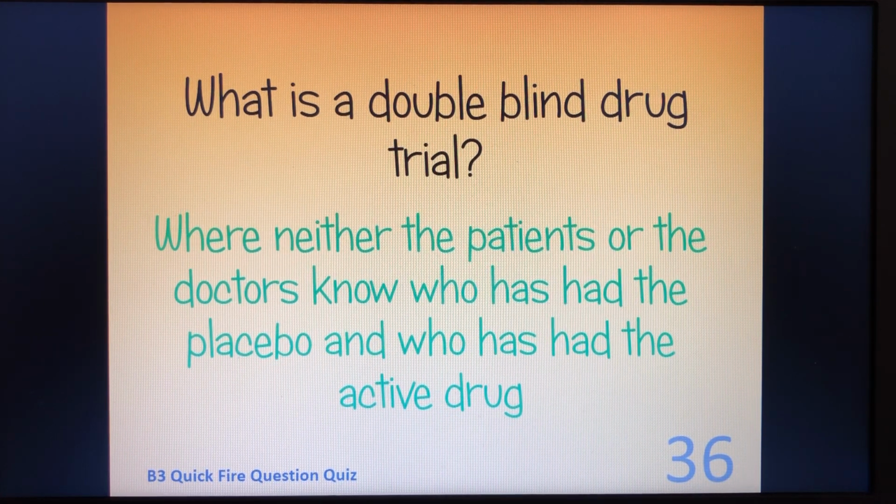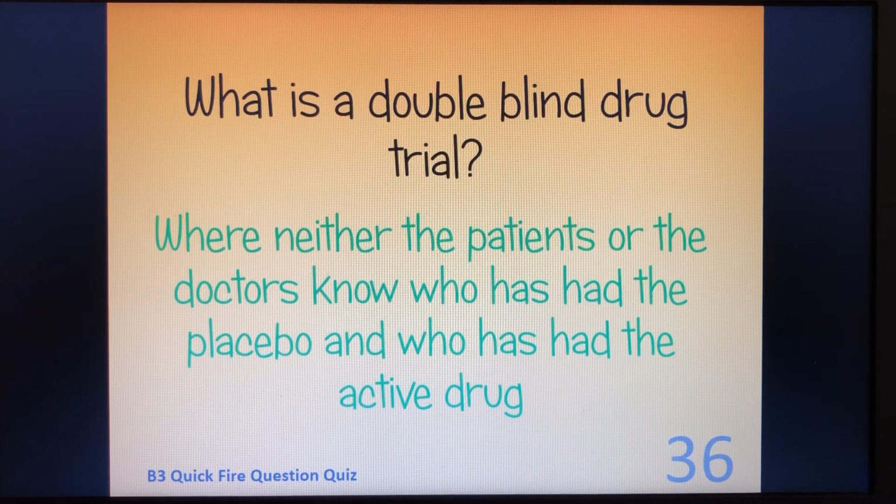If it was made by some people and tested by an independent company, then it could be just a blind drug trial. This is where the scientists know who's had the placebo and who's had the drug, because they have no interest whether the drug passes the drug trial or not, and then just the patients don't know. Okay, so in a situation where the drug is being tested by the people who created it, it's always a double-blind trial. Neither the patients or the doctors know who's had the placebo and who has had the active drug.